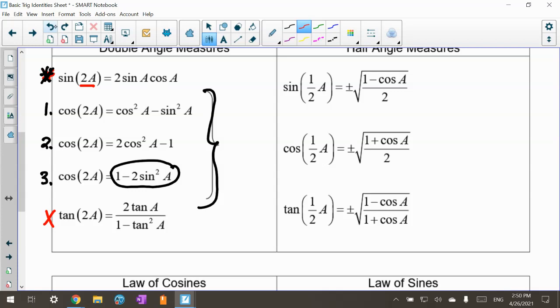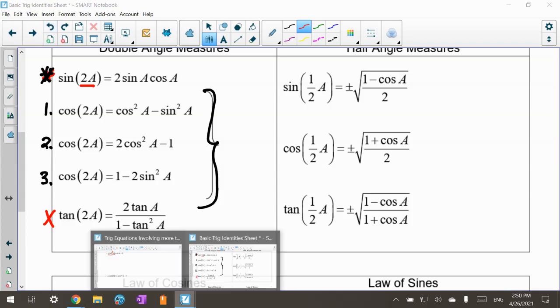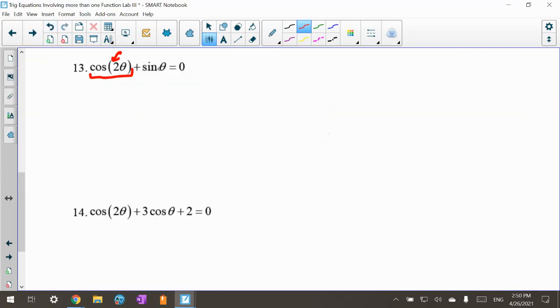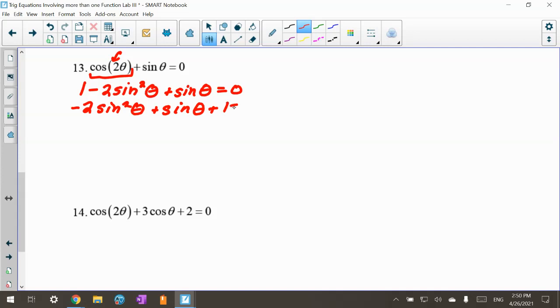All right. So in my spot here, I'm going to put in the cosine, because this is already sine, I'm going to use what I just showed you. So I have 1 minus 2 sine squared theta plus sine theta. I just finish it off and equals 0. Now I'm going to put this in order. So I have negative 2 sine squared theta plus sine theta plus 1 equals 0. And then I'm going to stack and rack here.